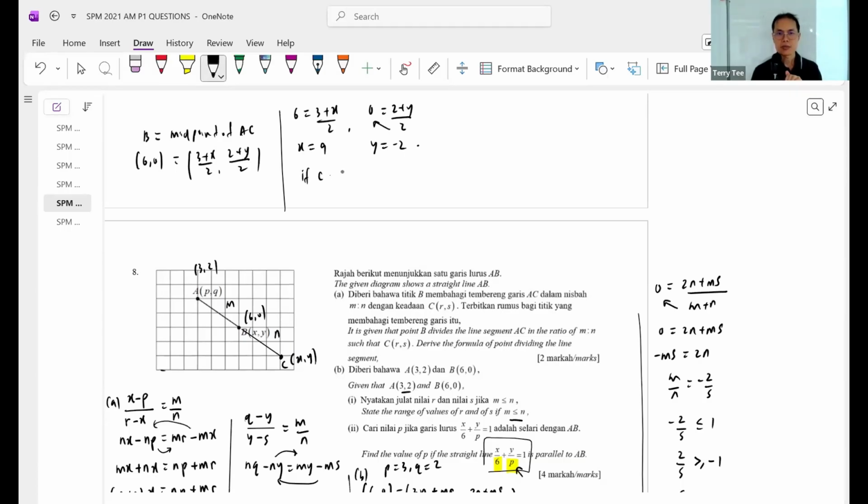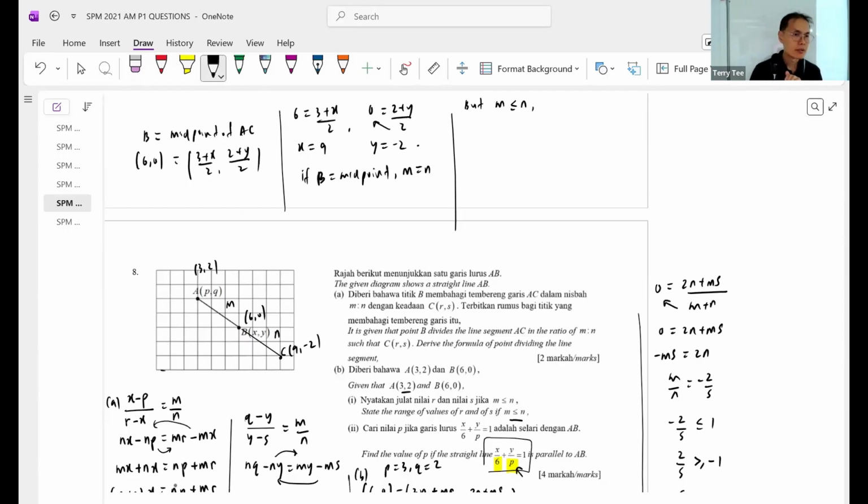If C equals the midpoint, meaning what? Sorry, if B is the midpoint, not C, that means M must be equal to N. True? So now let me label this. What is this coordinate? This coordinate is, what is 9 minus 2? But now your M is less than N.